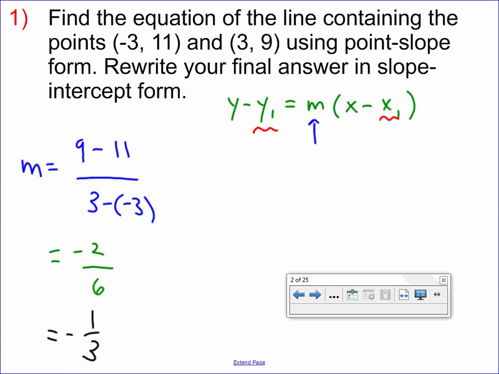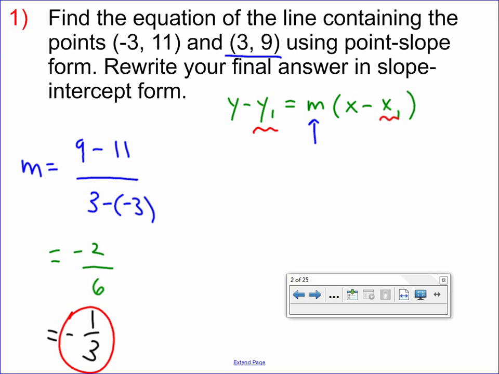So now we're going to take that value, negative 1/3, and plug it into my equation where I see the m. At the same time, we'll plug in one of my points as (x sub 1, y sub 1). Go ahead and tell the class what point you'd like to use. Katie? I used the second pair. The second pair? That I see no negative, so we won't have to do a rewrite. I would use the second pair as well.